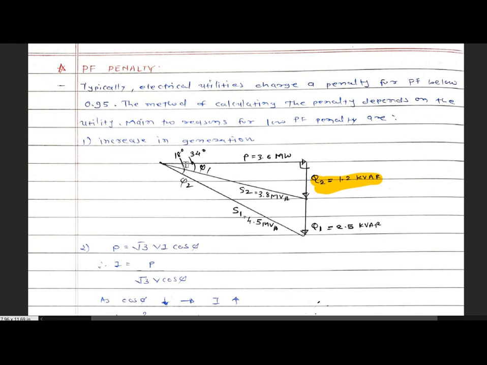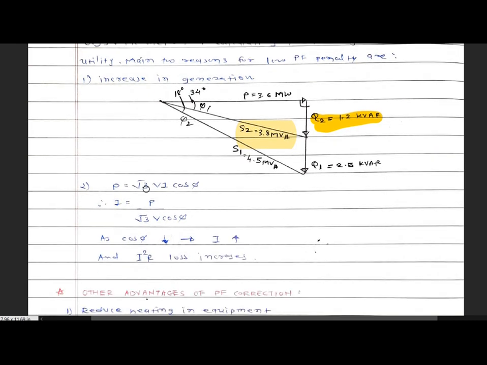Now the power factor angle also reduces to 18 degree, and the S2 regarding this Q2 is 3.8 MVA, and it will supply the P is equal to 3.6 megawatt active power for this lesser generation or lesser apparent power. So by improving the power factor, or reducing the reactive power, we can supply more active power at the same generation.